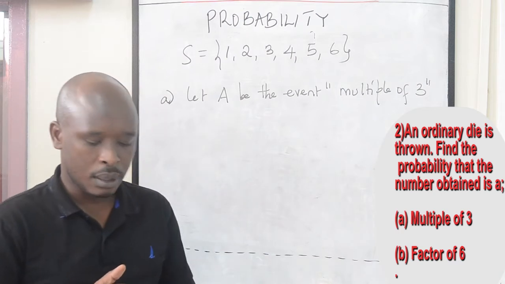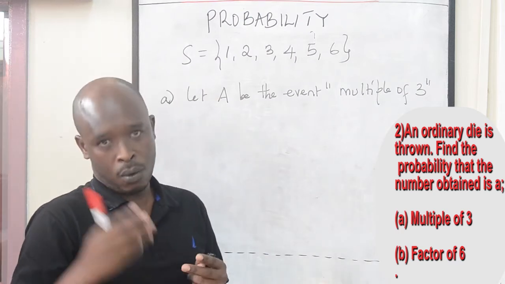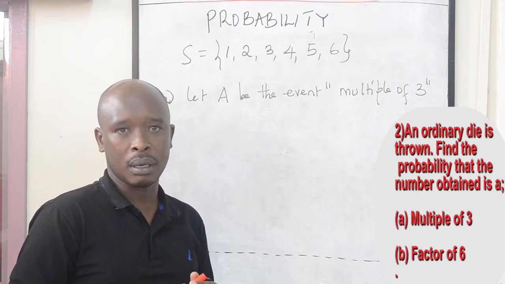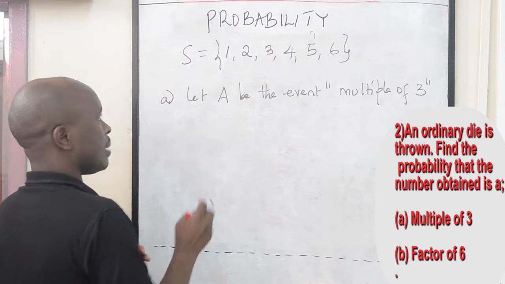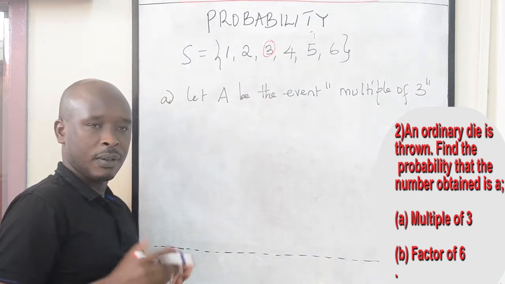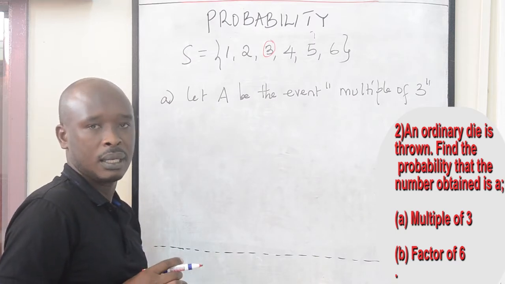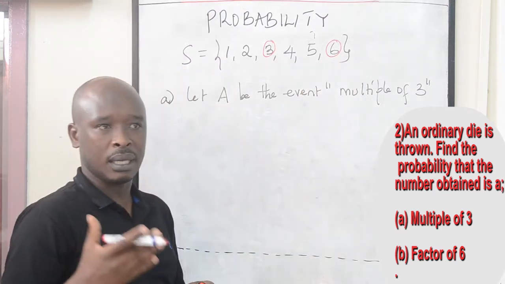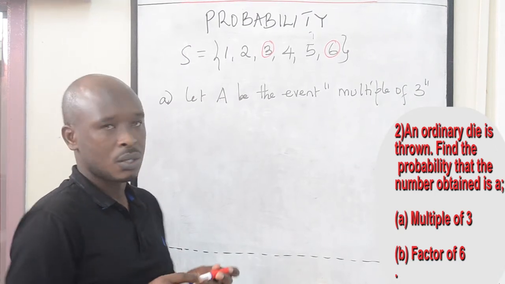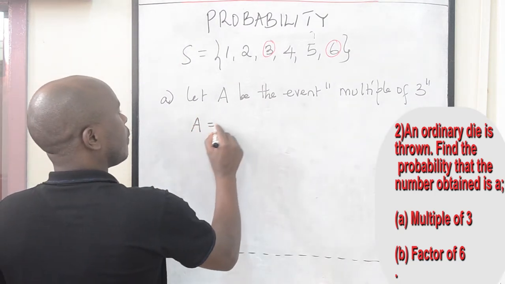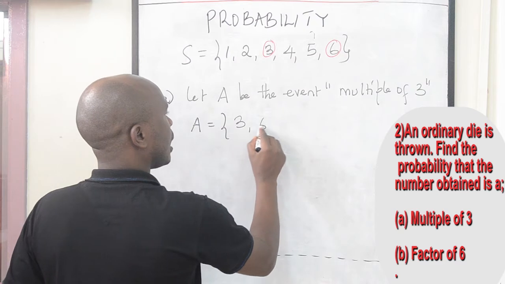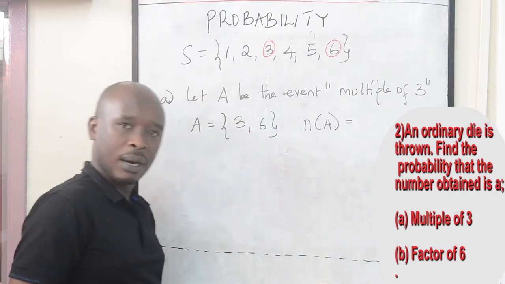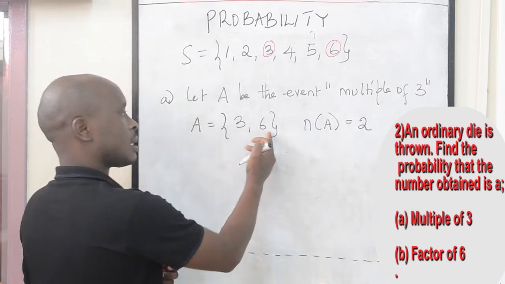So if we let A represent a multiple of 3, we go back to our sample space and we determine how many numbers are multiples of 3. So when you go back to our sample space, 3 is a multiple of 3 because if you get 3 times 1, you get 3. Then the other one is 6. If you get 3 times 2, you get 6. So we have, for our event, we shall have 3 and 6.